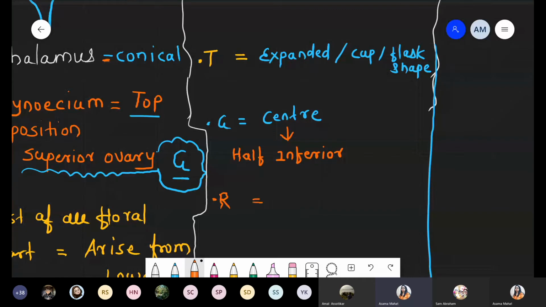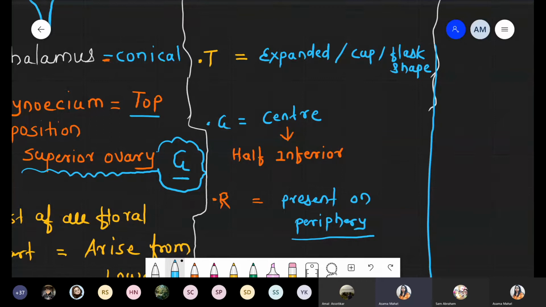And now R, for the rest of the floral parts. R means rest of the portion, the rest of the floral part. These are present on the periphery. Periphery means what? On the surface. It is present on the periphery, so it is not at the lower part.